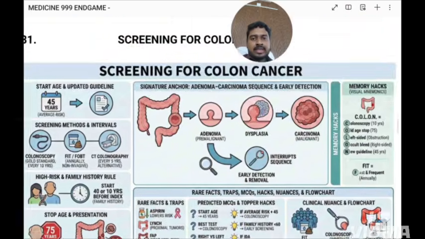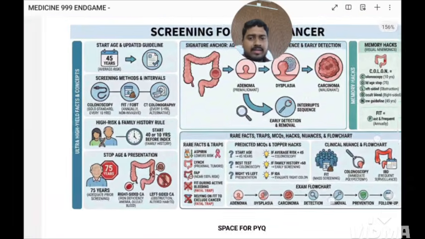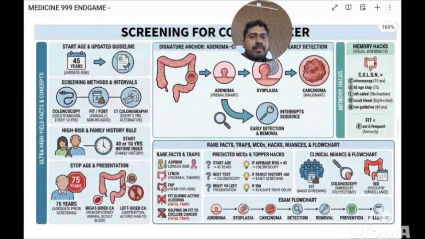Next, the screening for colon cancer. I'll explain in depth because this question has been asked many times. In colon cancer, first there will be a pre-malignant lesion, that is adenoma, followed by dysplasia, then carcinoma. The standard guidelines say that if there is average risk, you start screening at 45 years of age using colonoscopy, which is the gold standard, done every 10 years.